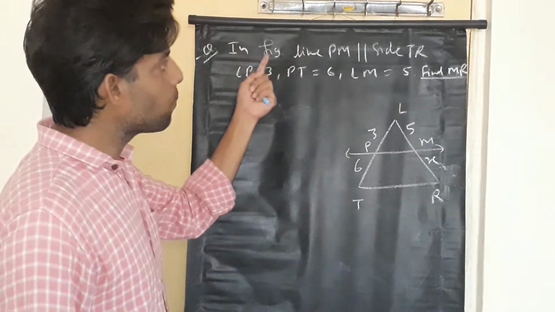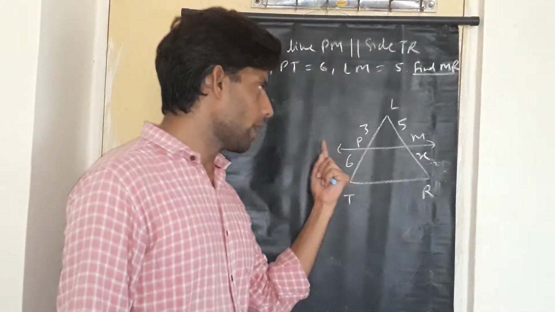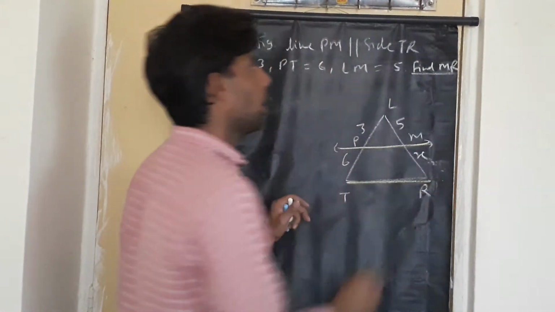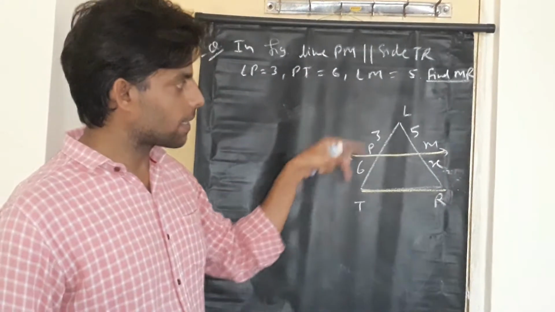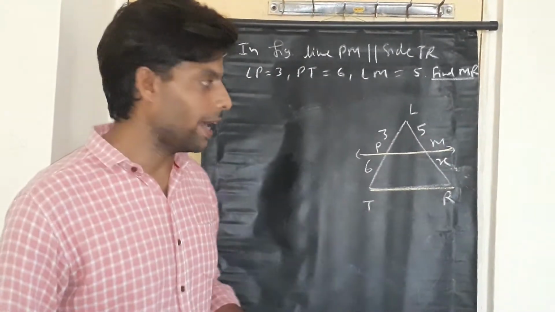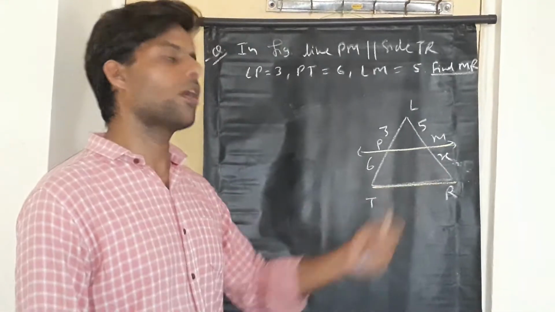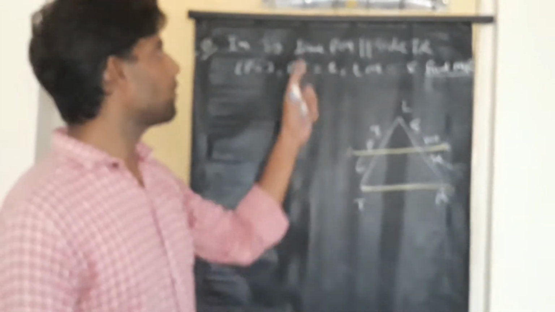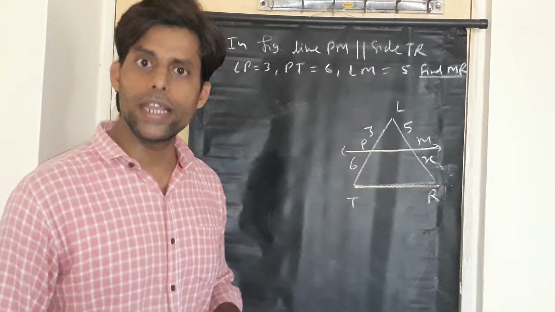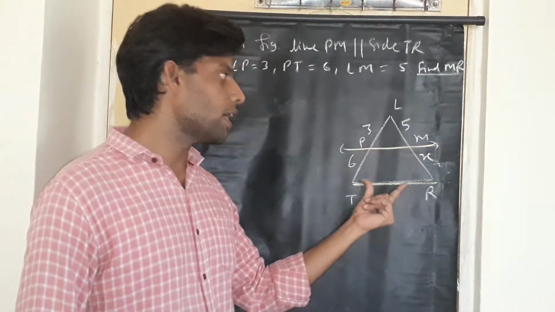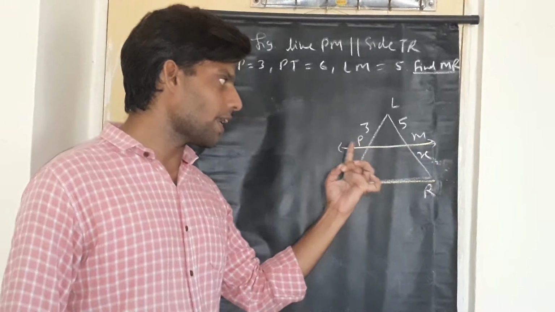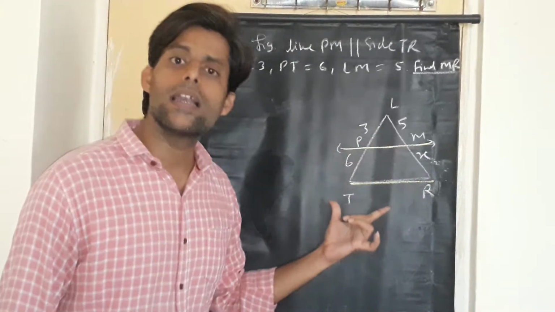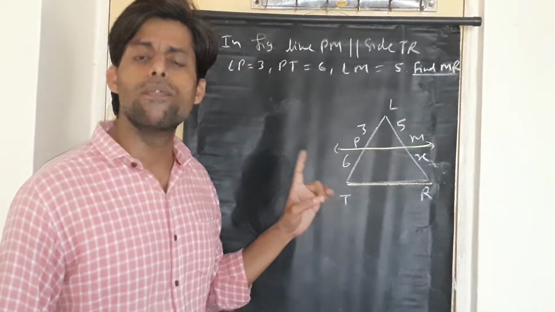Okay students, so here we have a problem to practice. Now it is said in the figure line PM is parallel to TR. So PM is given to be parallel to TR, and LP is 3, PT is 6, LM is 5, MR is X. We need to find out the value of MR, that is X. Now students, for finding X, we'll make use of the given information, PM parallel to TR. Now when we look at that, PM is parallel to TR, it's a line parallel to a side of the triangle. Now students, can you tell me, if a line is parallel to a side of a triangle, this reminds us of which theorem?